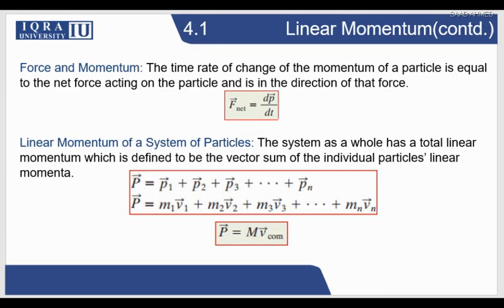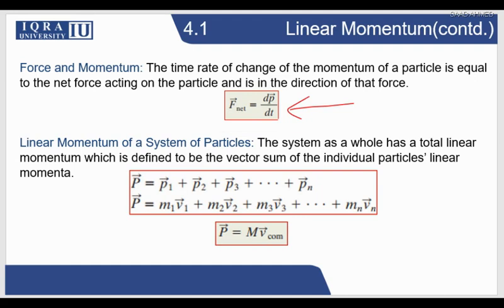Okay, so now we know what momentum is. Let's move forward and see what is force and momentum. The time rate of change of the momentum of a particle is equal to the net force acting on the particle and is in the direction of that force. So the net force is equal to dp upon dt.